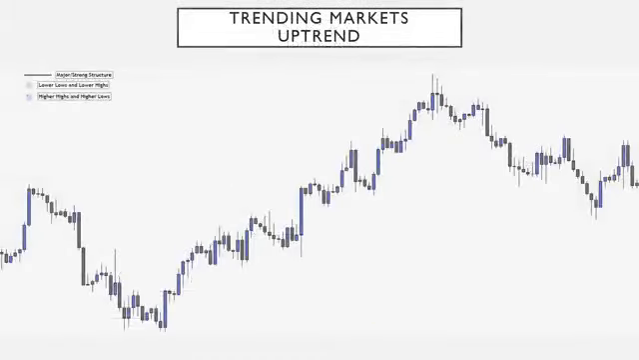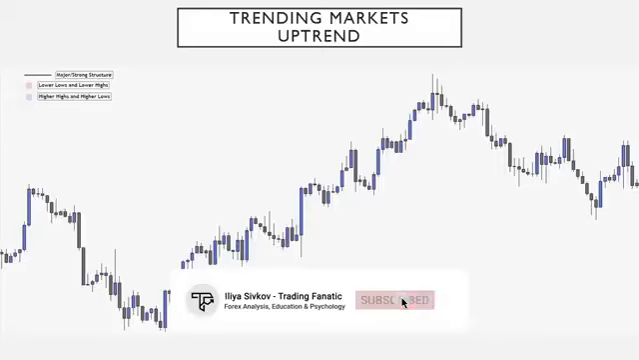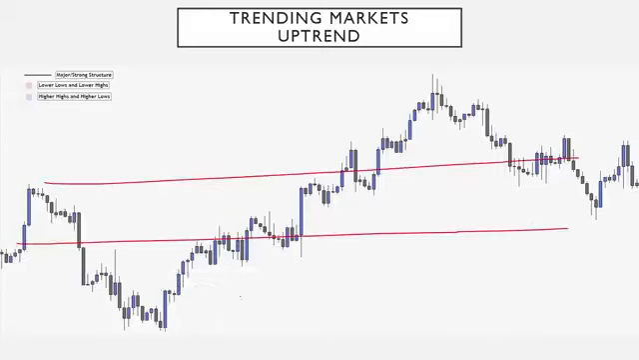So there is again a price action chart. We don't have anything on it right now. And what you can do is start drawing support and resistance. You can start drawing trend lines. You can start drawing, I don't know, you can put some indicators on there.